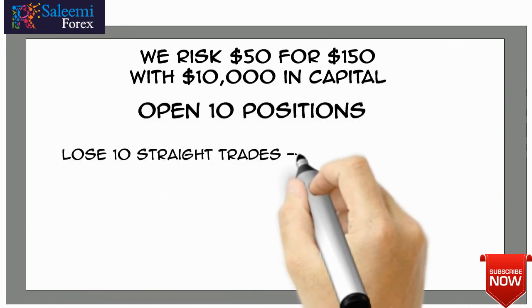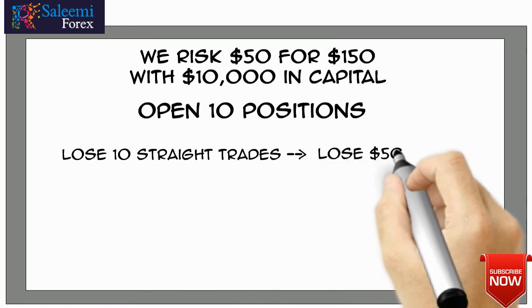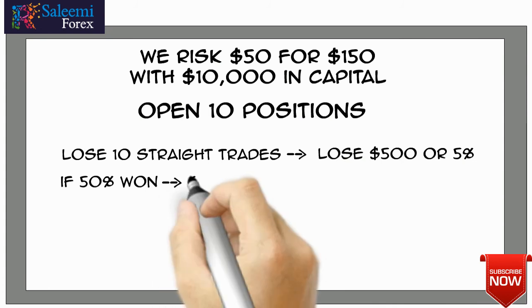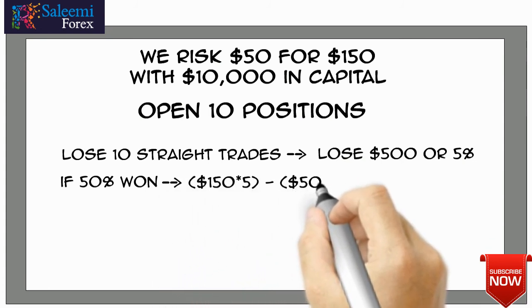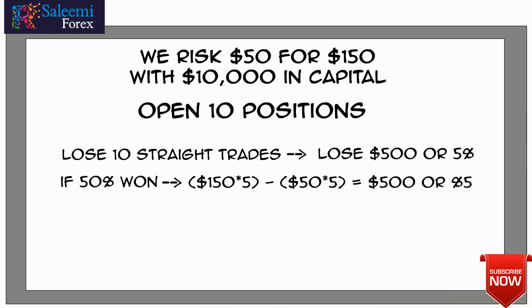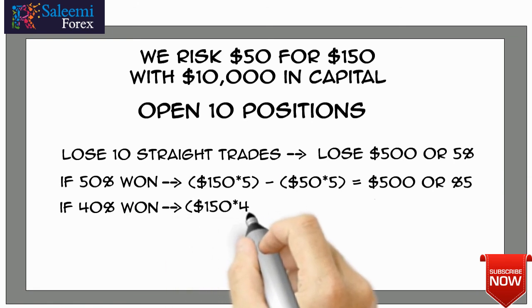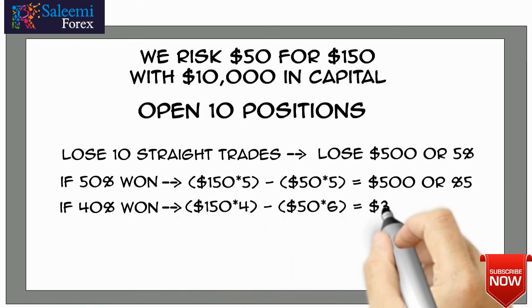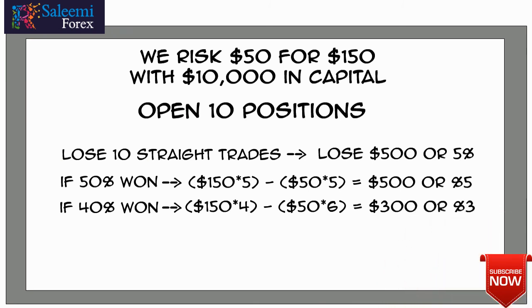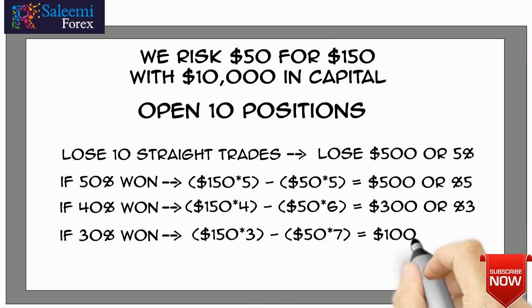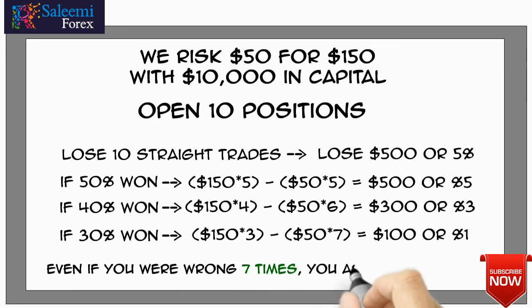If you lose 10 straight trades, which can happen, you would lose $500, or 5% of your capital. If 50% of the trades won, your profit would be 150 times 5 minus 50 times 5 equals $500, or 5% of your capital. If 40% of the trades won, your profit would be 150 times 4 minus 50 times 6 equals $300, or 3% of your capital. If 30% of the trades won, your profit would be 150 times 3 minus 50 times 7 equals $100, or 1% of your capital. In other words, even if you were wrong 7 times, you are still a winner.